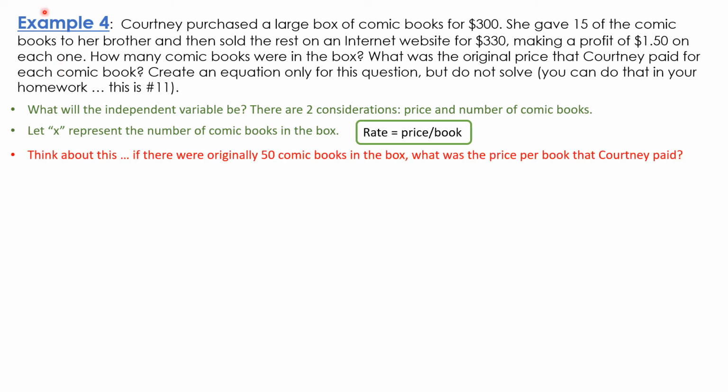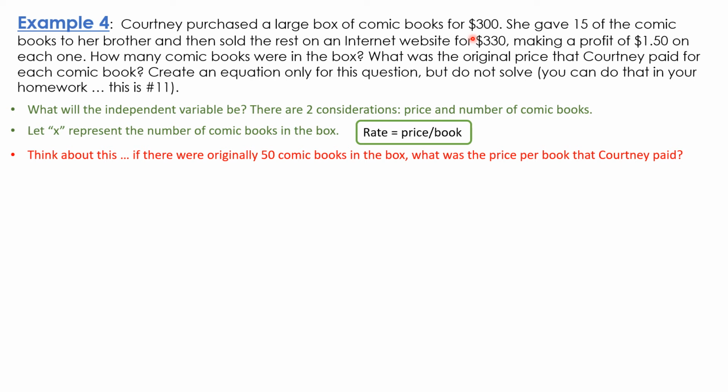Think about this. If there were 50 comic books originally in the box, what was the price that Courtney paid? So let's just look at the original question here. She paid $300 for a box of comic books. If there were 50 in there, how much did she pay per book? So that would be $6. $6 times 50 books is 300. So think about the math.